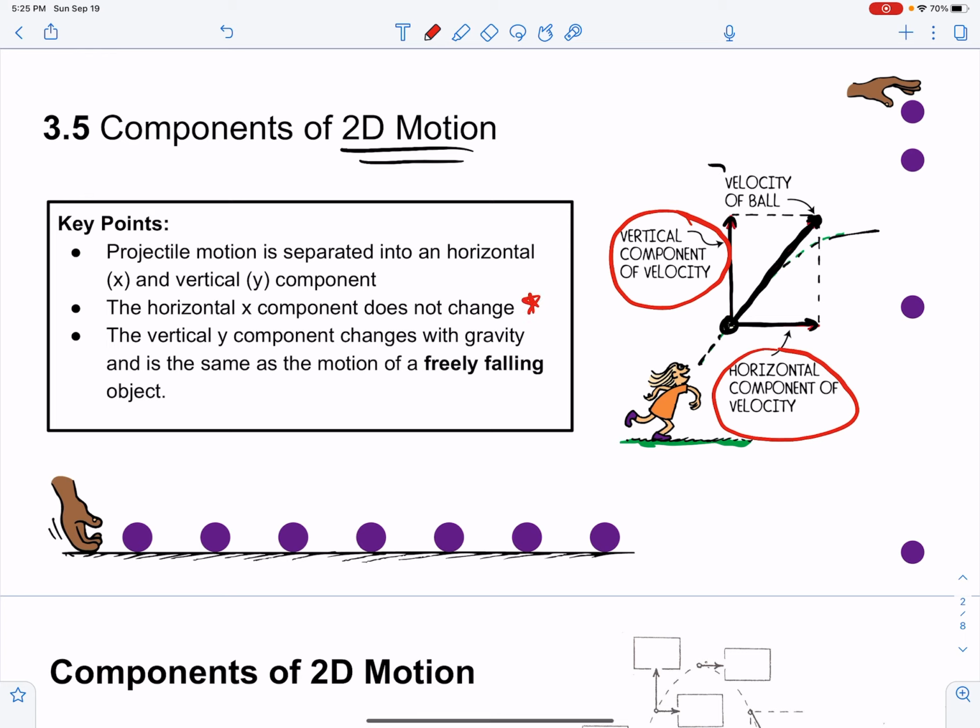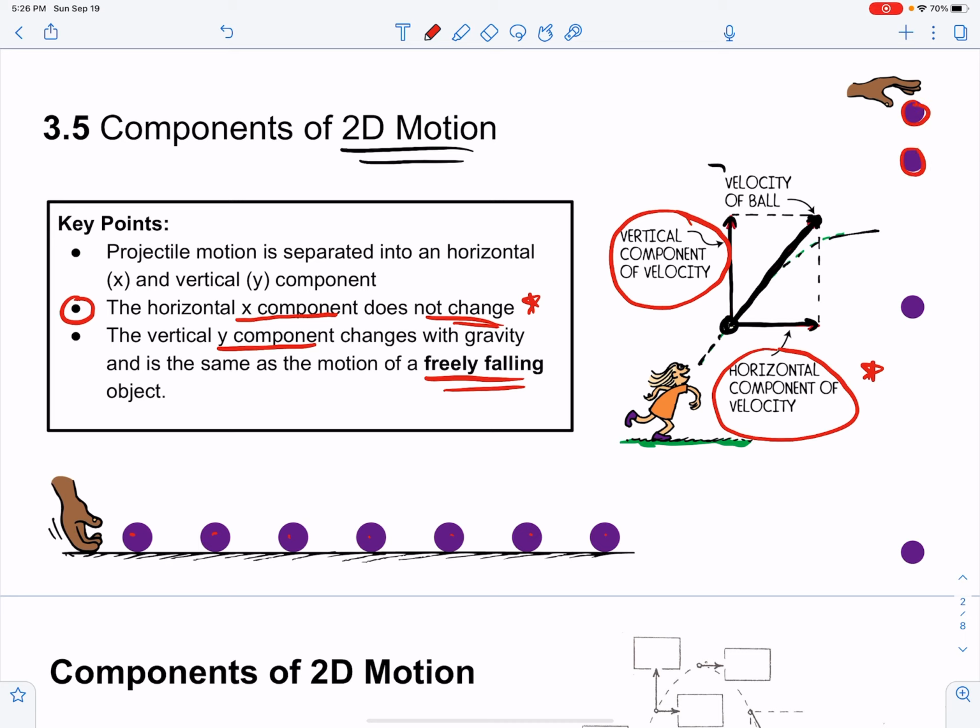Well, it turns out that in two-dimensional motion, the horizontal component of our velocity does not change unless you have a very significant air resistance, and we like to find the theoretical maximums, so we tend to ignore air resistance. So for our problems, we're going to say the horizontal component of our two-dimensional motion does not change. That'd be like this ball rolling along the surface, whereas the vertical component of our two-dimensional motion is going to change. In fact, it's the exact same as a free fall problem that we've seen in the past.